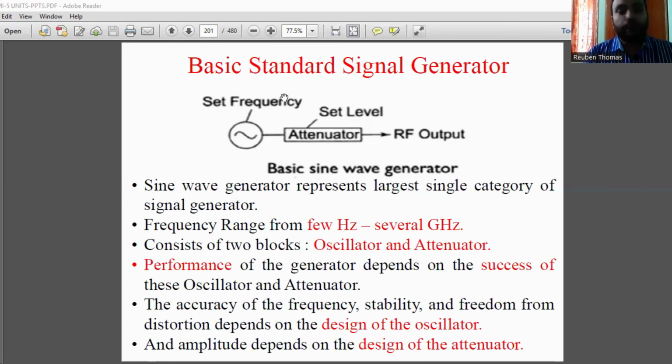So when coming to the performance of the generator, it depends on the success of the oscillator and the attenuator. The accuracy of the frequency, stability and freedom from distortion depend on the design of the oscillator, and the amplitude depends on the design of the attenuator.